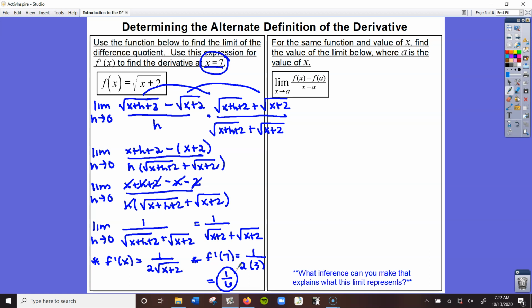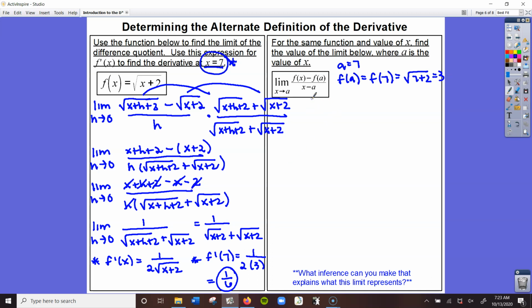Okay, so now that I found the derivative this way, let's find this particular limit, which is the limit as x is approaching a. A is whatever x value is given to you in the question. So we're using the same function, we're using the same x value, so a is equal to 7. Okay, and then we're going to plug in f of x minus f of a. F of a we would find by plugging the 7 into the actual function, which is the square root of 7 plus 2, which is the square root of 9, which is equal to 3.